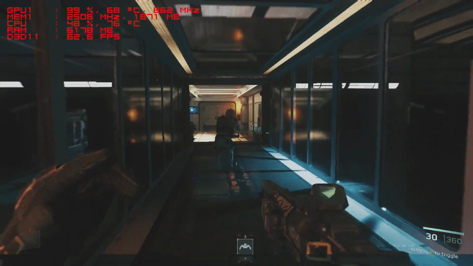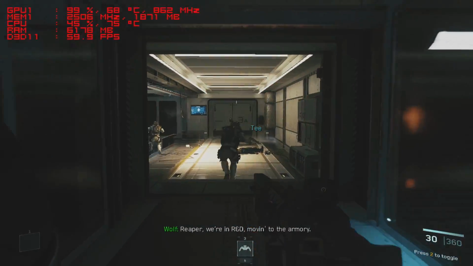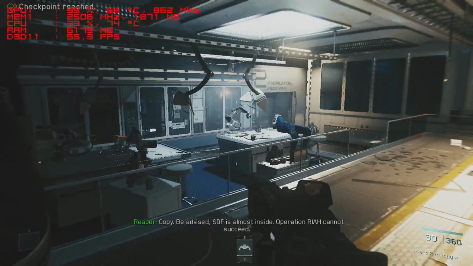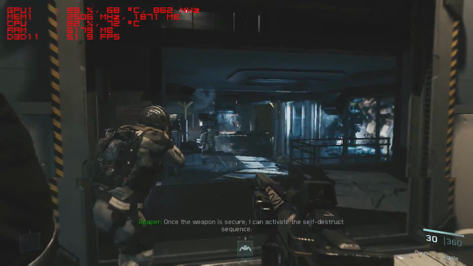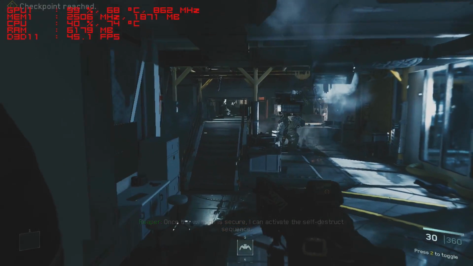Now this computer comes by default with 8 gigabytes of RAM. I have upgraded it to 16. Can you play this game perfectly well with 8 gigabytes of RAM? Yes, so long as you make sure you have nothing running in the background.